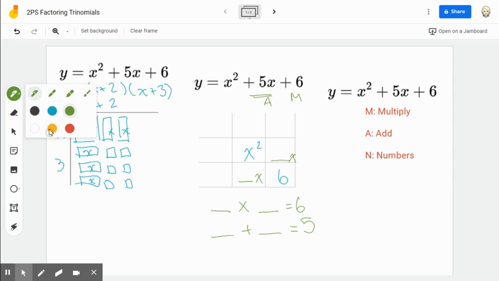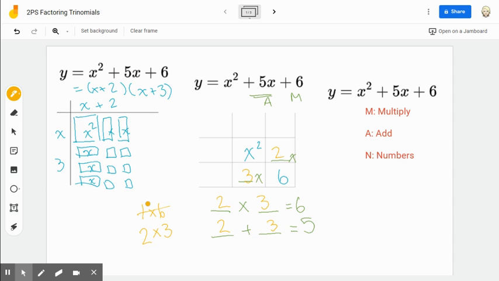So if we think about the factors, which we talked about in class, the factors of 6, I could multiply 1 times 6 and get 6. But if I add those together, 1 and 6, I'm not going to get 5. I'm going to get 7. So that won't work. Another option would be to multiply 2 times 3. 2 times 3 gives me 6, and 2 plus 3 gives me 5. So those are the numbers that I need, 2 and 3.